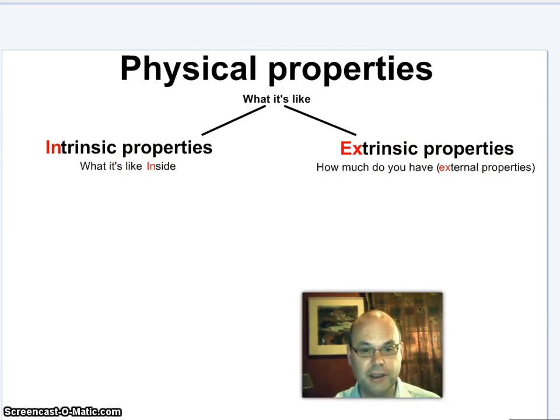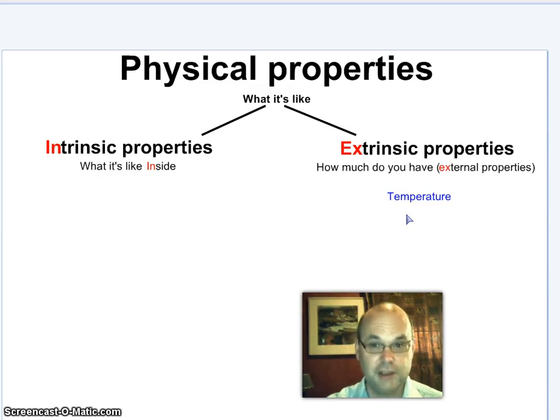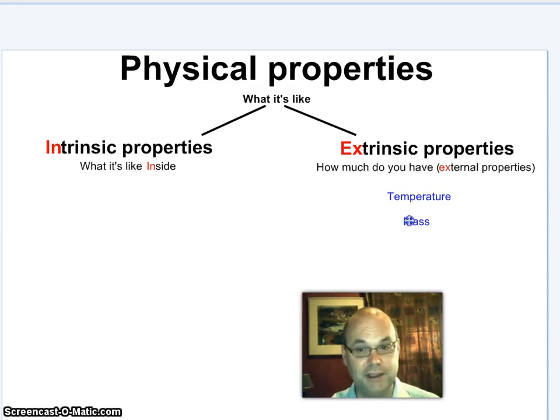So let's do some examples. Well, we just talked about temperature. Temperature's external. It's an extrinsic property. So's mass. How many grams you've got. Depends on how many grams you've got, not what it is. But if you take something like its color, that's special to it.